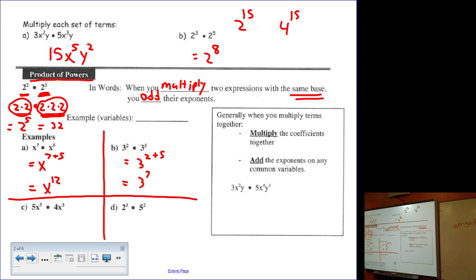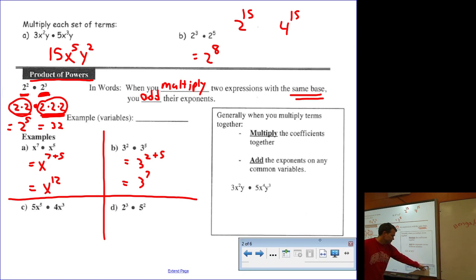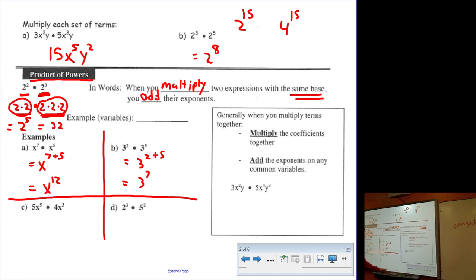I'm going to do letter D next, and I want to point something out. In letter D, unlike letter B, the bases are not the same. And because the bases are not the same, we cannot use the exponent rule where you add the exponents together. That only works if the bases are the same.